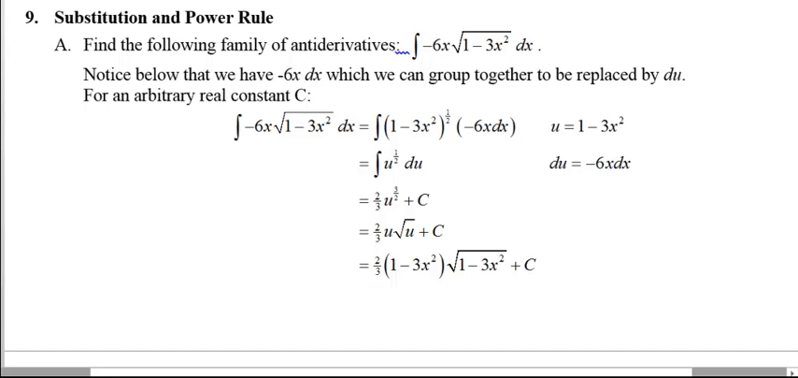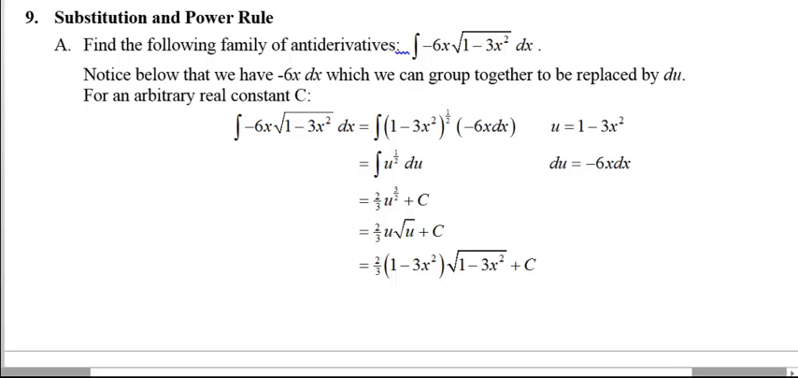So a little bit of this is guess and check. We're going to let u be the 1 minus 3x squared, do the derivative of u to find du. Well, the derivative of 1 is 0, the derivative of -3x squared is -6x, and then of course we always have our dx. So du is -6x dx.